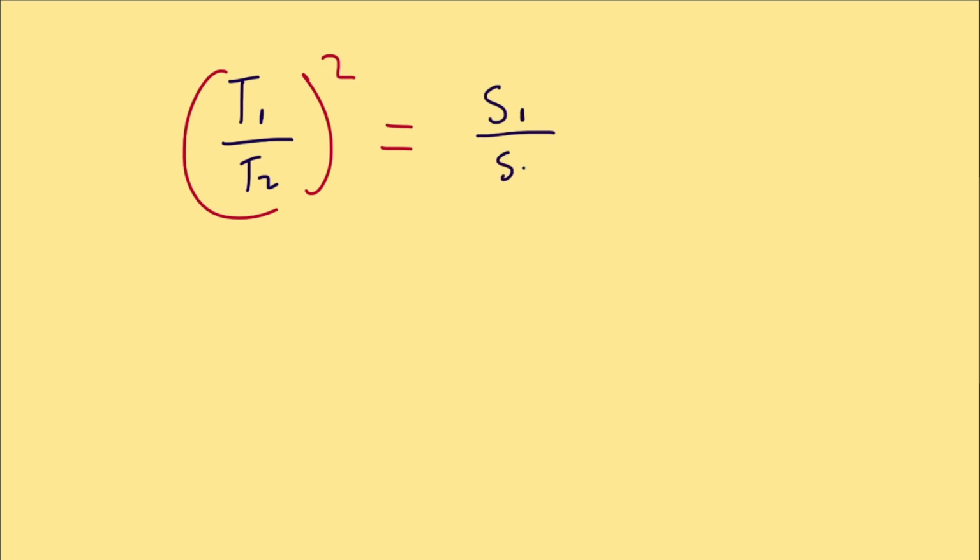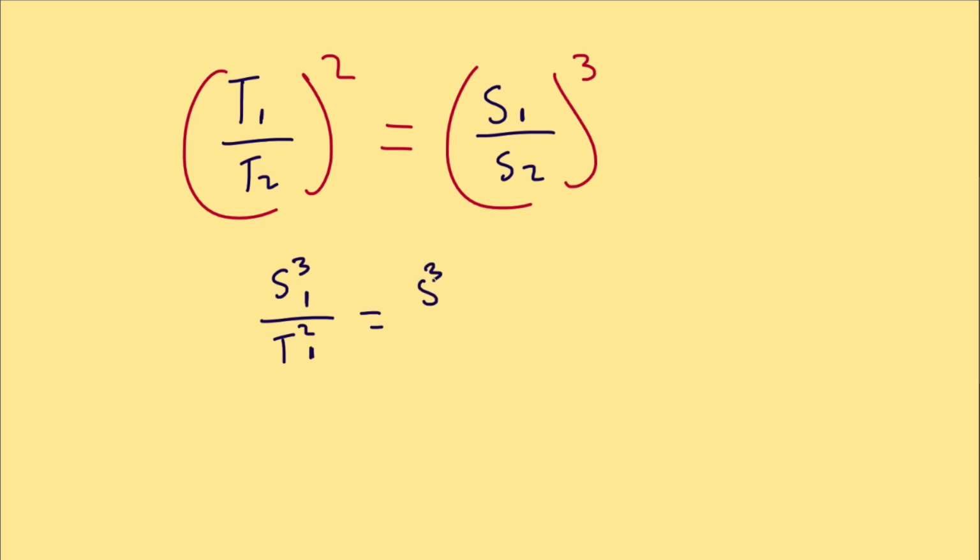The ratio between the orbital times of the two planets squared is equal to the ratio of the two distances from the sun cubed. And a variation of it is s cubed divided by time squared 1 is equal to s cubed 2 over the second time squared. Let me give you an example.